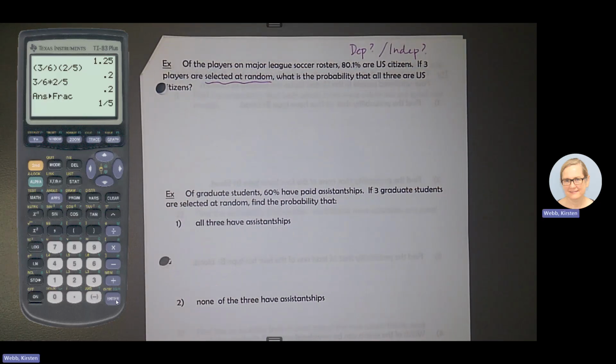They don't seem to mention if there's replacement or not. So we'll probably have to read between the lines a little bit. Dig in our brains back to chapter 1, maybe.